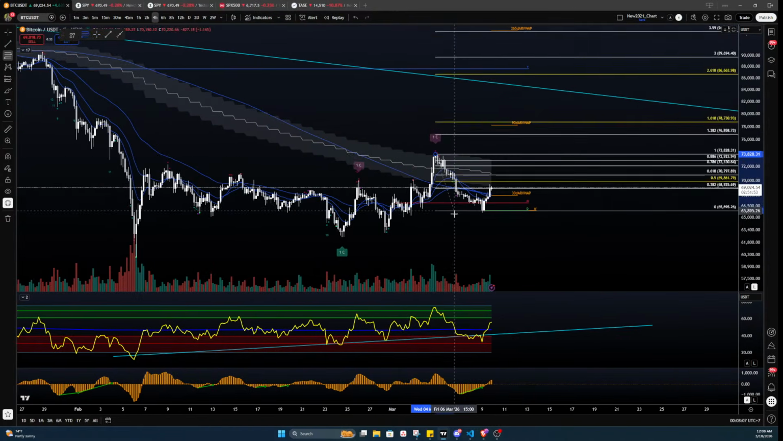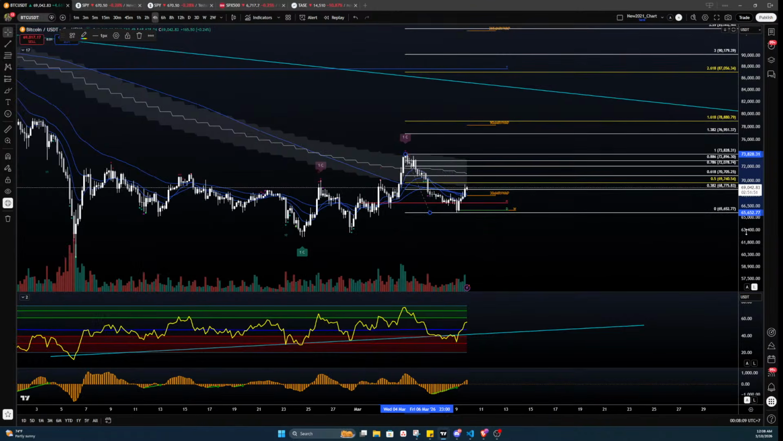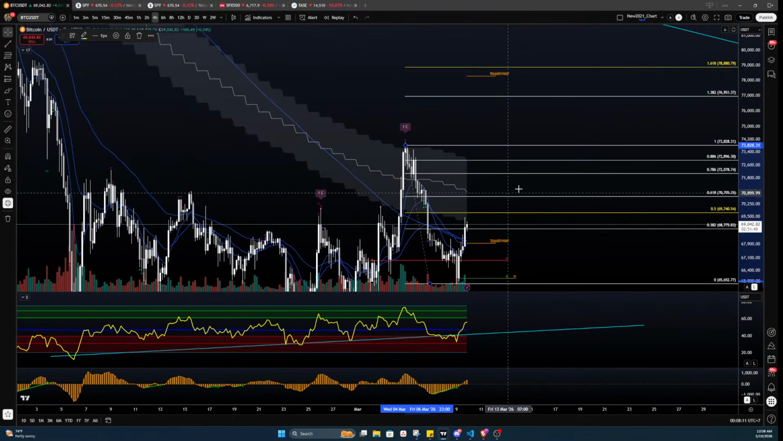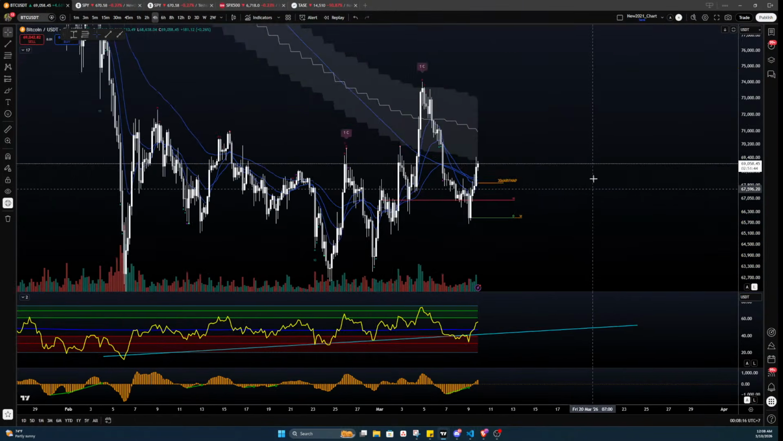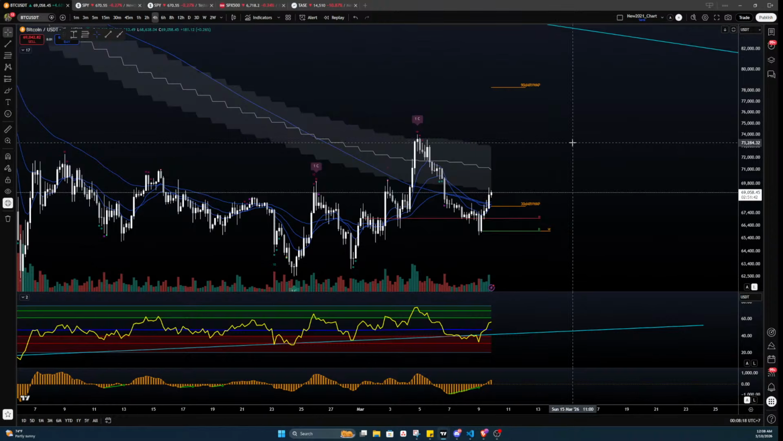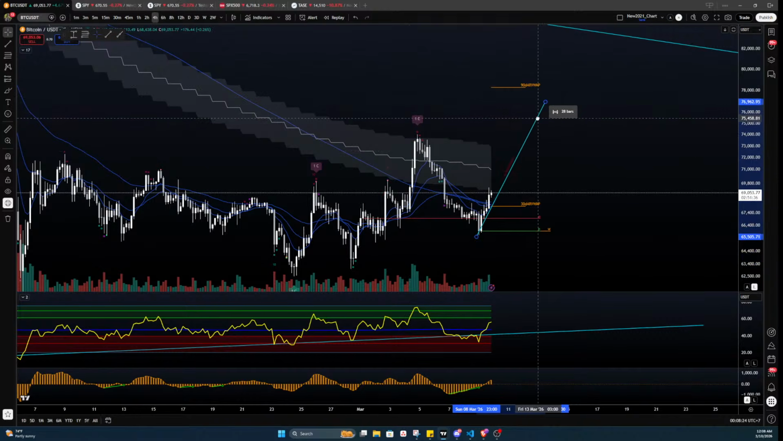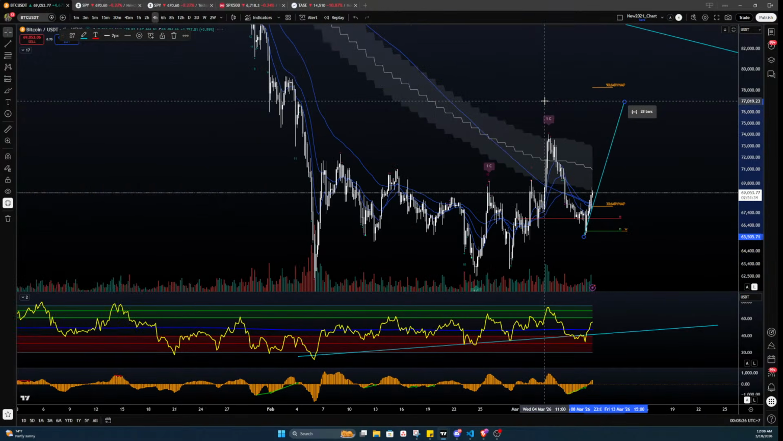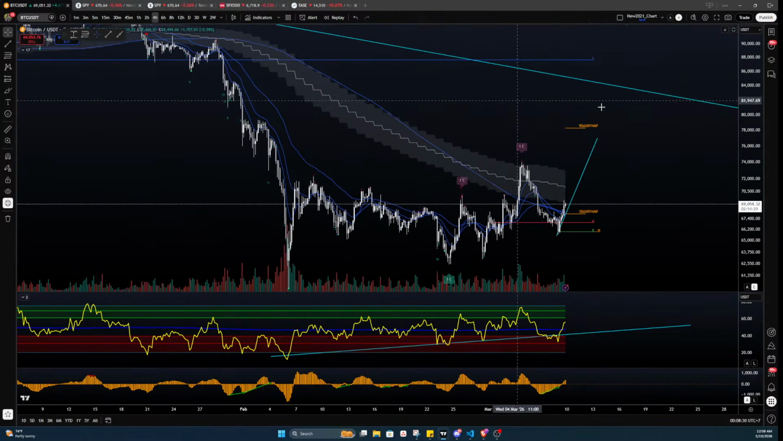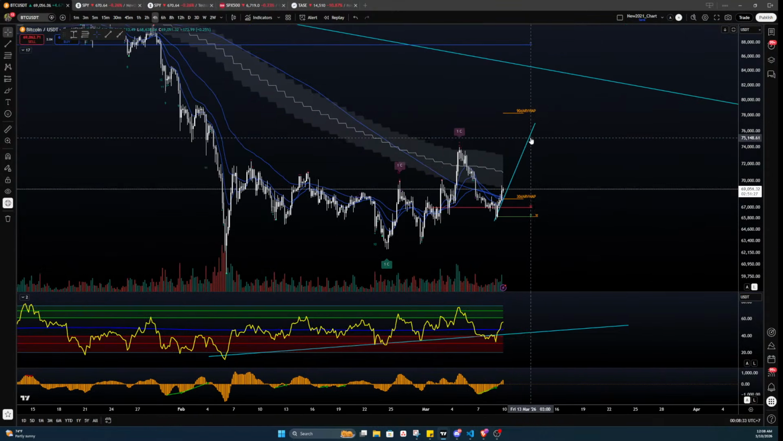If you were long off this, you could take profits up here, 78.6, 72,000, and then it might roll over. That would be a good area to consider taking profits. If you're bullish, like really bullish, you could do like an ABCD here, right? And then you're going up to 77, 78, and then if we go up to 79, 80, maybe there's some liquidity to take out there.